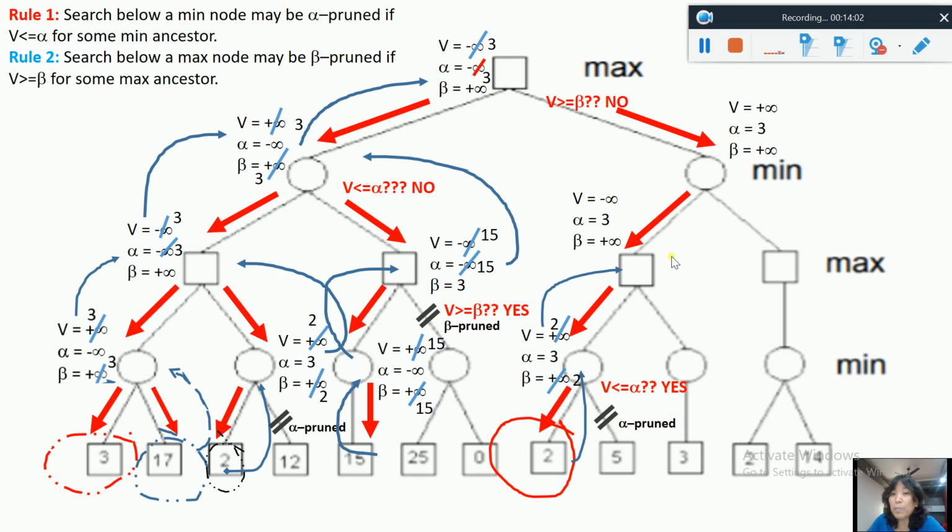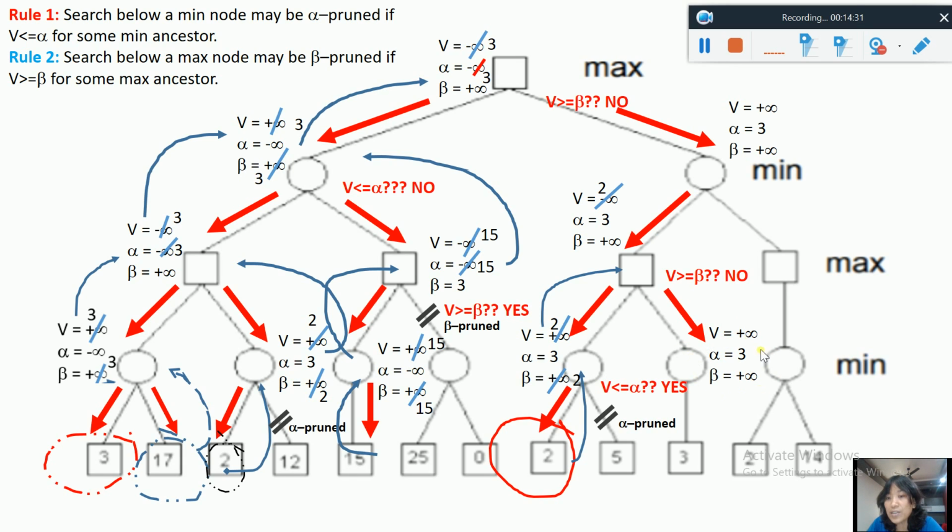Then again these values will move towards the max player, and 2 is the better value for the max player compared to minus infinity. So this node will update its value as 2, but alpha won't update its value, because 3 is the best value compared to 2. So it won't change. Again, I need to check search below max, that is, whether v is greater or equal to beta or not. We have seen the answer is no. So again, we will move downwards.